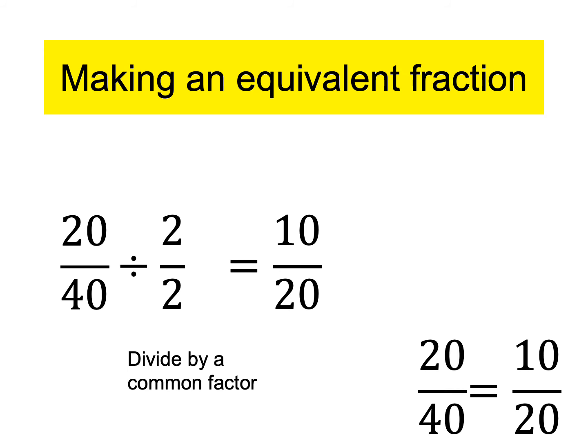So the number that you choose, if you choose to do this by division, and tonight for homework they'll make you do a few by division, must be a number that goes into both the numerator and denominator. Make sense? Okay, let me show you another one.